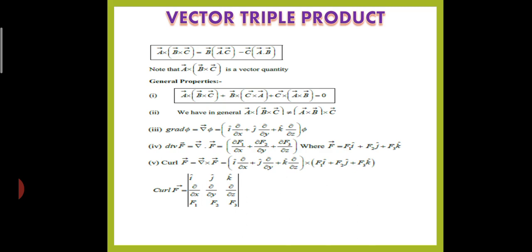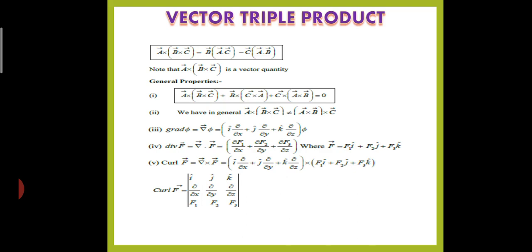These are the different equations. This can also be regarded as a special case of the more general Laplace or other different equations. The first is A cross (B cross C) is equal to B(A dot C) minus C(A dot B). Note that A cross (B cross C) is a vector quantity. It also has different types of general properties.